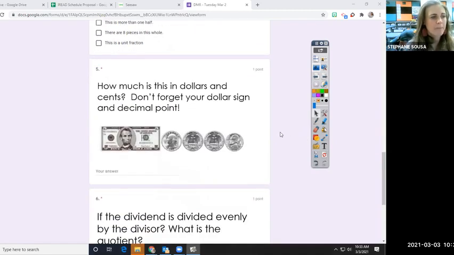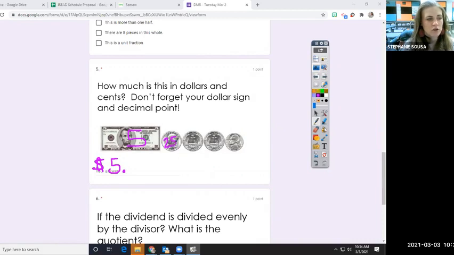Next up, how much is this in dollars and cents? Don't forget your $sign and decimal point. There's my $sign. Dollar bills, y'all. That's a really goofy $sign. There we go. All right, we have a $5 bill. This is worth $5. We have a decimal point because we're now moving to coins.